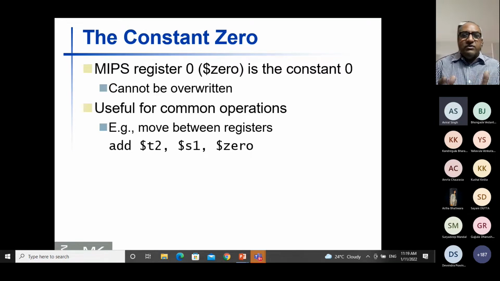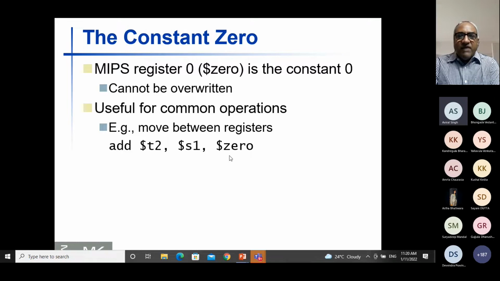If the result is 0, then you need to execute some part of the code. If the result is non-zero, then you execute some other part of the code. At that time, for comparing with the 0 and all, you can use the 0th register as the content, as a part of the operand, right? And another common use is moving between the registers.